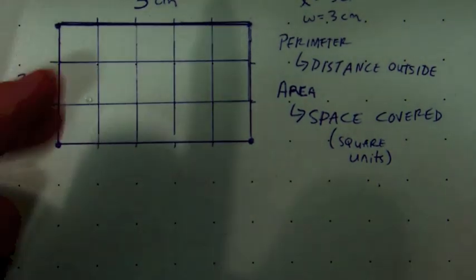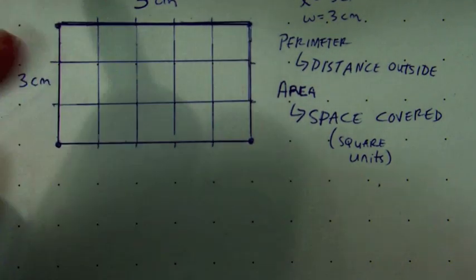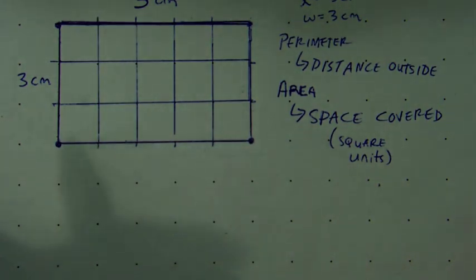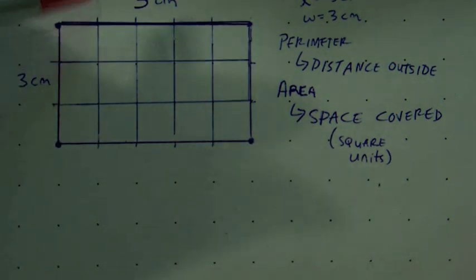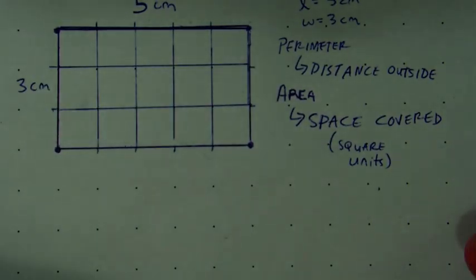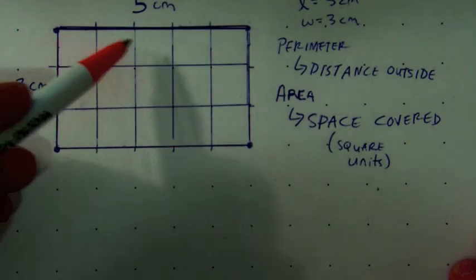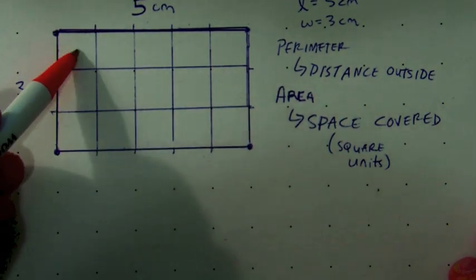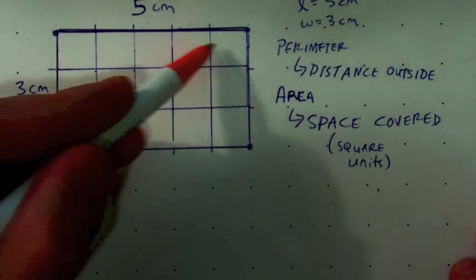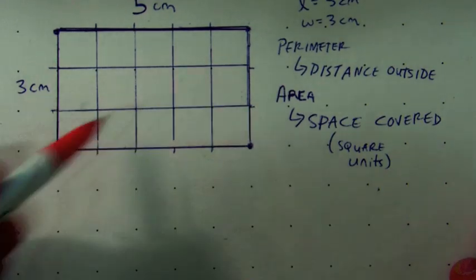So when you are looking at area, you can't look at it as a straight line. You have to look at it as a measurement that uses squares. How many squares would fit on this thing? We can count them up. So we go 1, 2, 3, 4, 5, 6, 7, 8, 9, 10, 11, 12, 13, 14, 15.